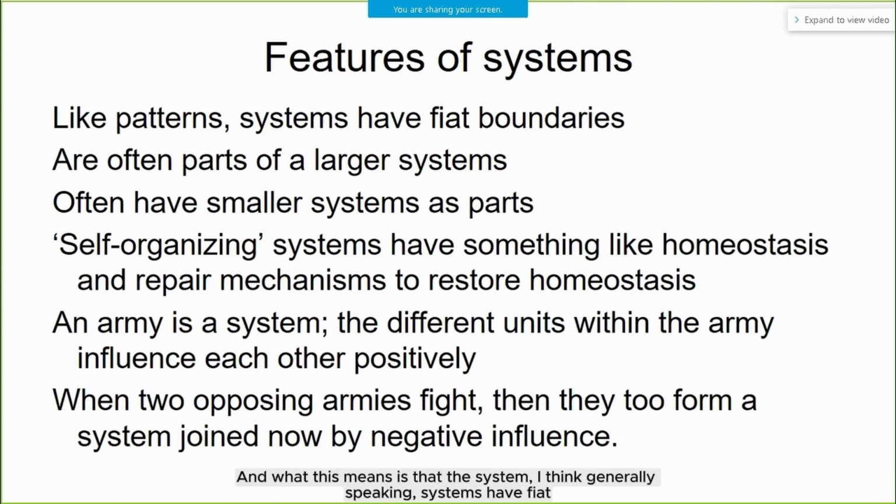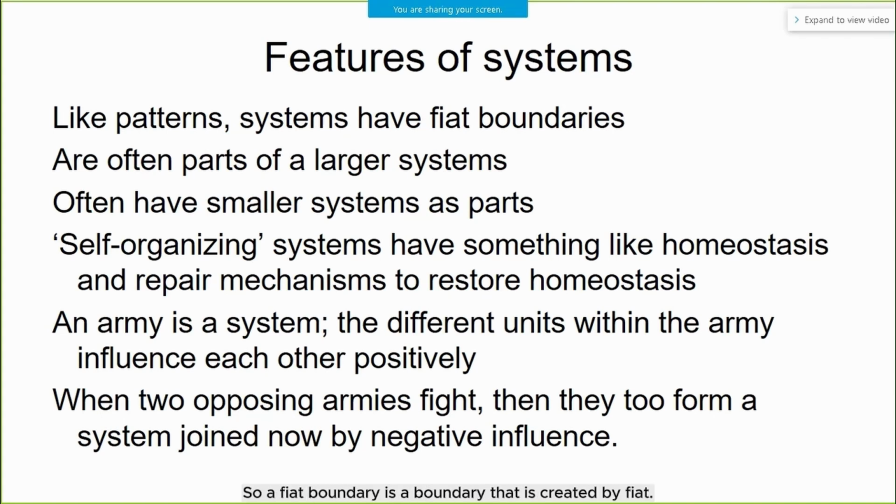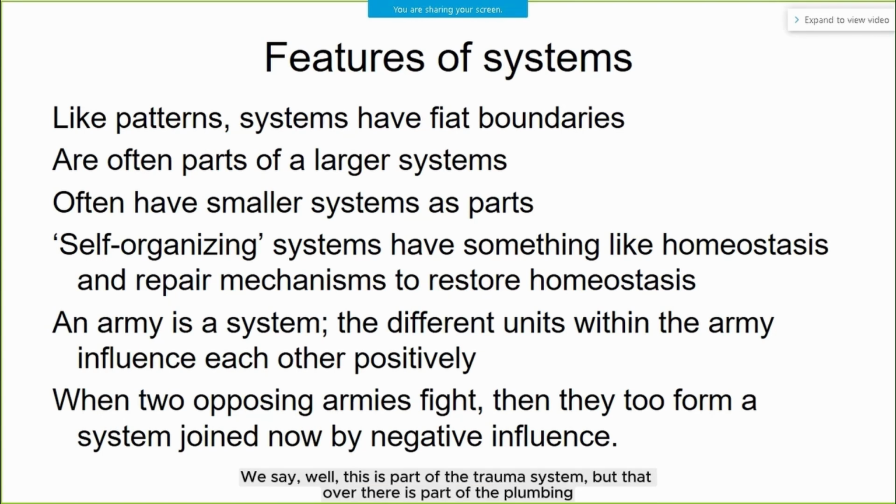And what this means is that the system, I think generally speaking, systems have fiat boundaries rather than physical boundaries. So a fiat boundary is a boundary that is created by fiat. We say, well, this is part of the trauma system, but that over there is part of the plumbing system. But we could have drawn the boundary in a different way because there's no physical discontinuity to guide us.